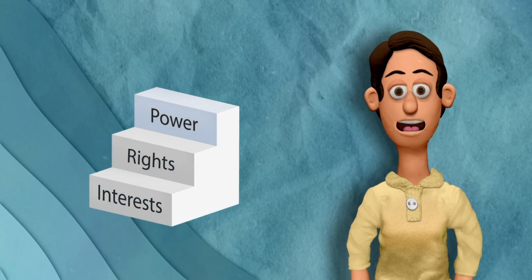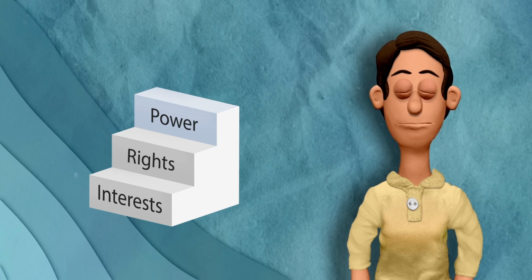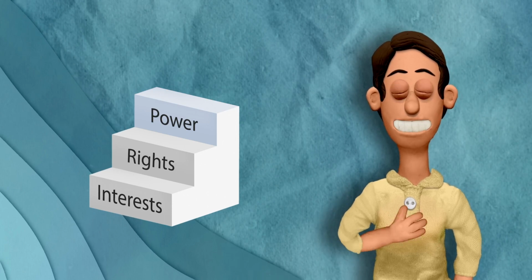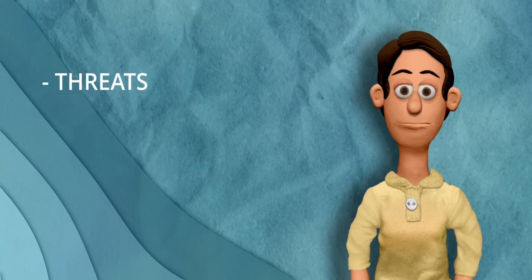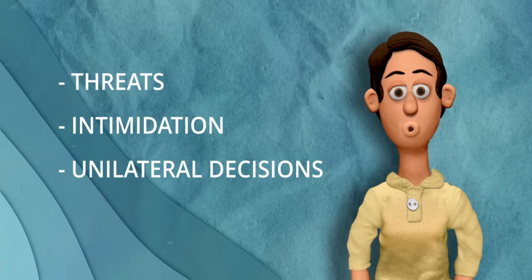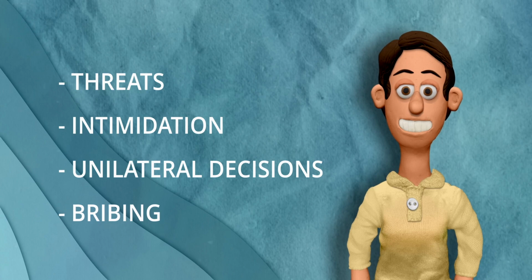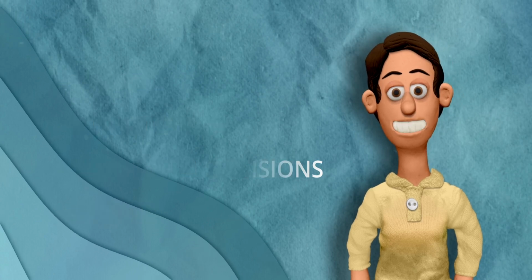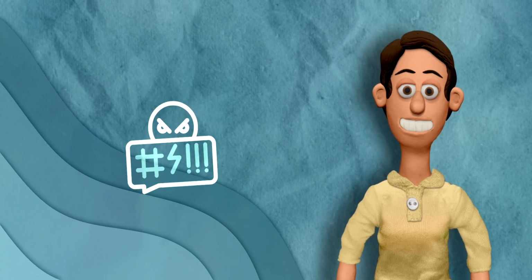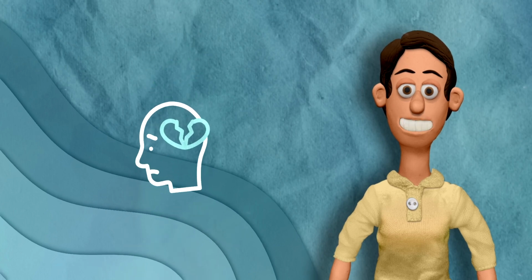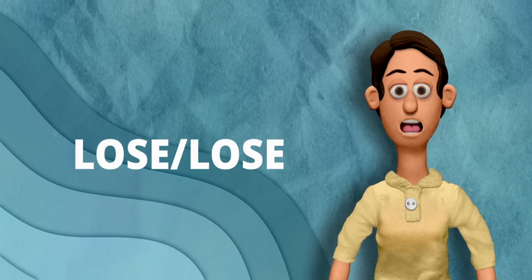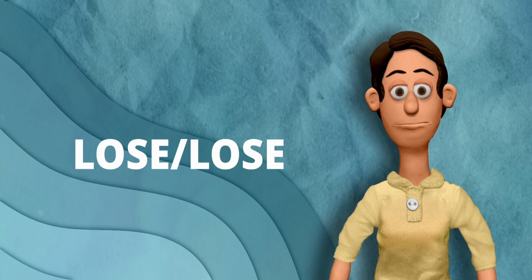The power-based approach describes the parties employing every means possible to achieve victory. Threats, intimidation, unilateral decision-making, and bribing can come into play here, which often causes resistance from the other party, significant damage to relationships, and of course, a lose-lose outcome.